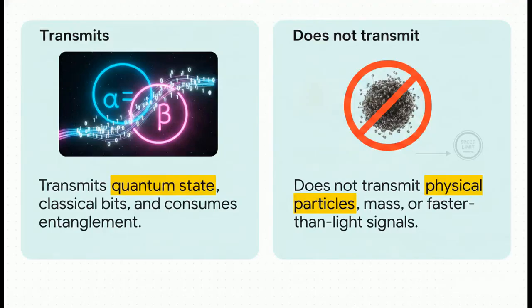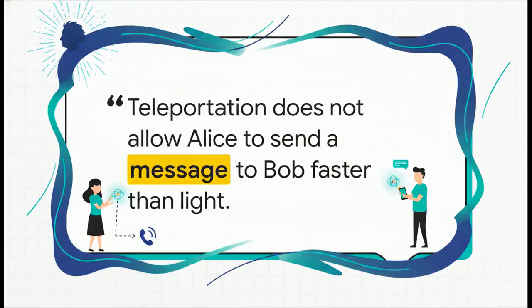It is absolutely essential that we are completely precise about what actually crosses the distance between Alice and Bob here. What is transmitted is the abstract quantum state, the alpha and beta, and what physically crosses the space are just the 2 classical bits sent over a normal radio or fiber optic channel. What is explicitly not transmitted is the physical particle originally carrying the state or any mass or energy associated with it, and absolutely no signal travels faster than light. So the crucial point is this: Albert Einstein's cosmic speed limit remains entirely undefeated.